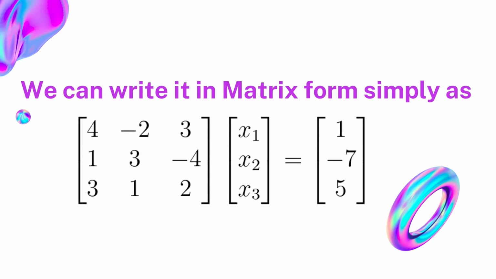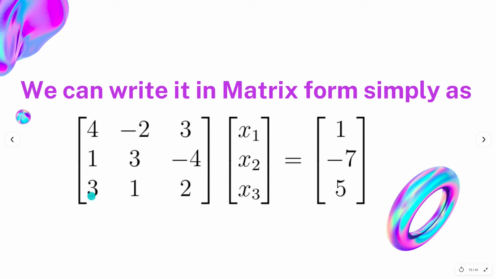So this is how we write in matrix form. Using the rules of matrix multiplication, we see that 4x1 minus 2x2 plus 3x3 is 1, which is exactly the first equation we saw before. 1x1 plus 3x2 minus 4x3 is minus 7. Now we need to solve for x1, x2, x3. So is there any way of doing that?